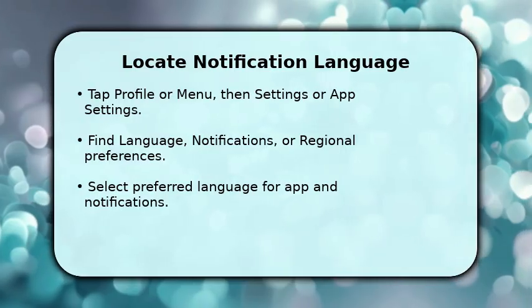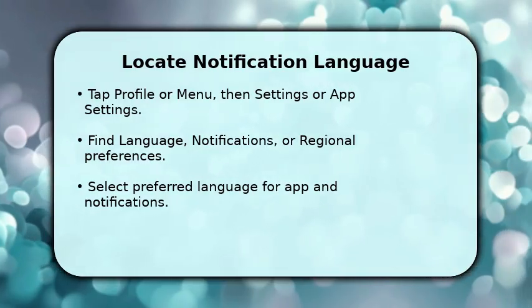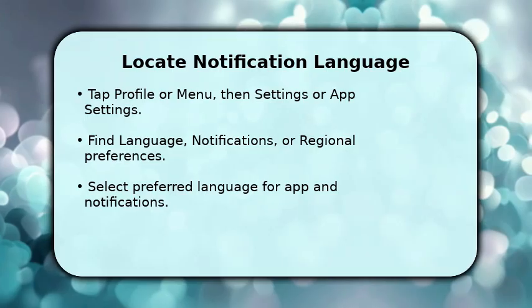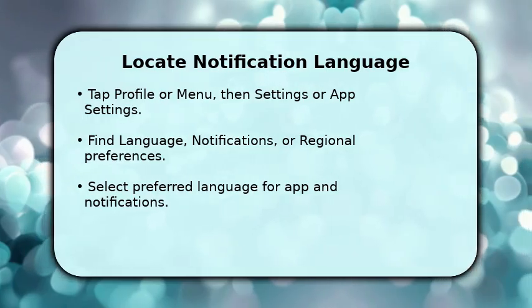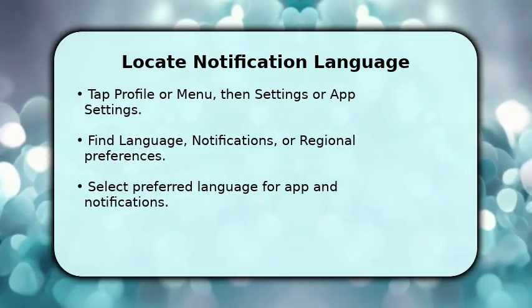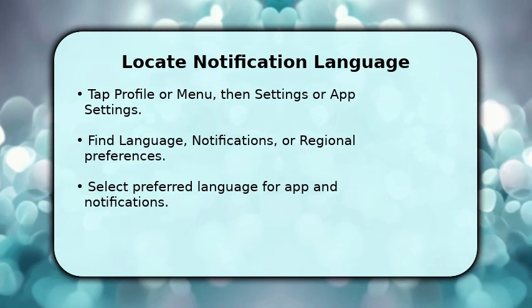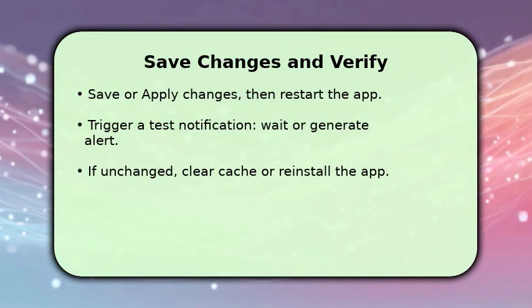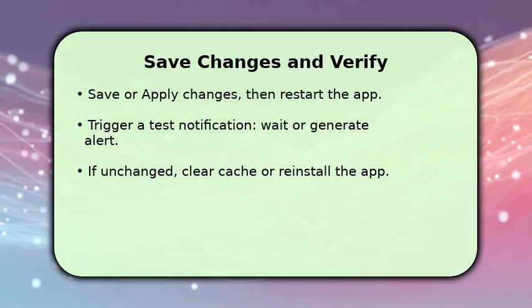Once found, tap Language and you'll see available options. Choose your preferred language for both App UI and notifications. Be intentional. Selecting a regional language changes templates and alert text, so pick one. After selecting the language, always tap Save or Apply to commit the change.